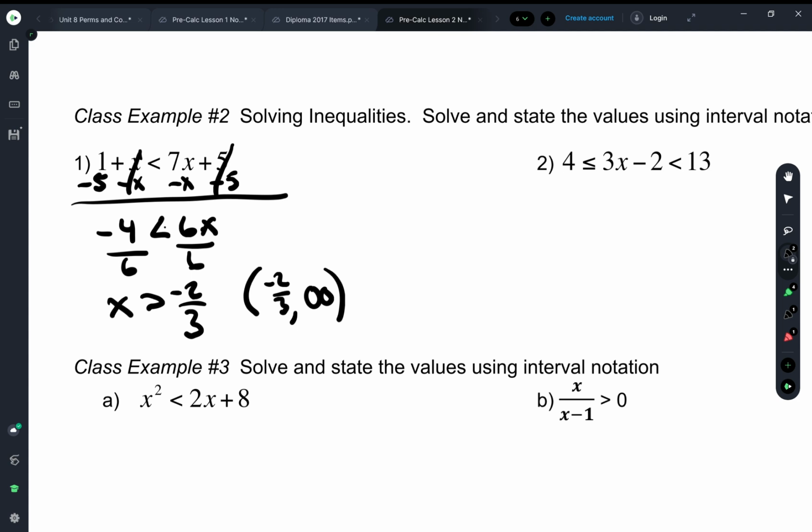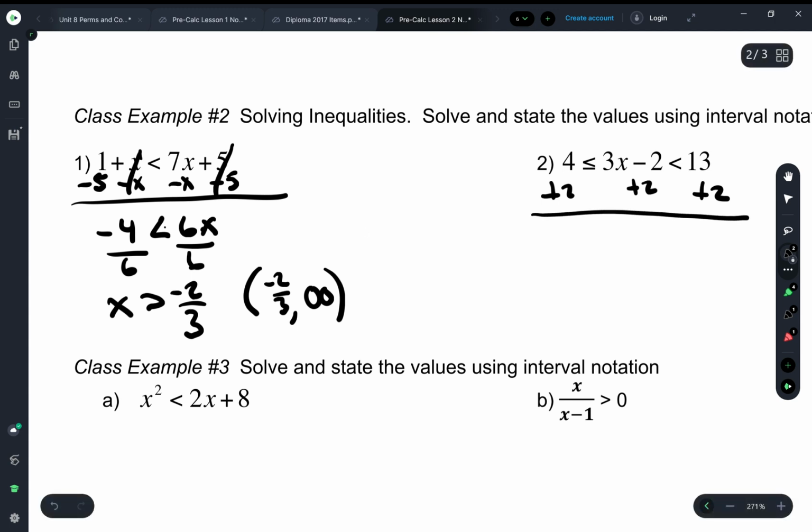All right. So in this one here, we have two inequalities. We just do it at the same time. You have to do it in 3 sections. So for example, I'm going to add 2, right? I'll have to add 2 to the left and the right, to all sections. So then you have 6 less than or equal to 3x less than or equal to 15. Divide 3 into everything. 2 less than or equal to x less than or equal to 5.